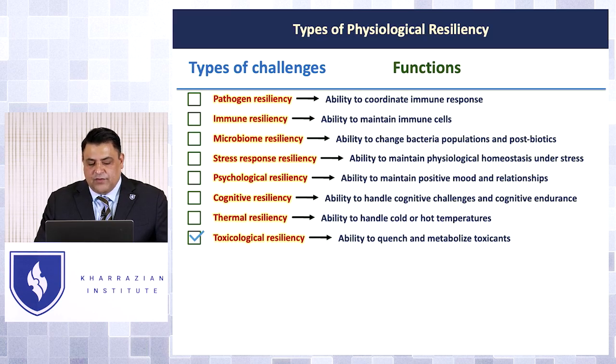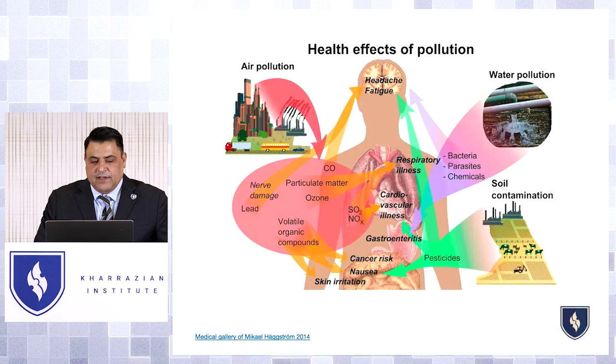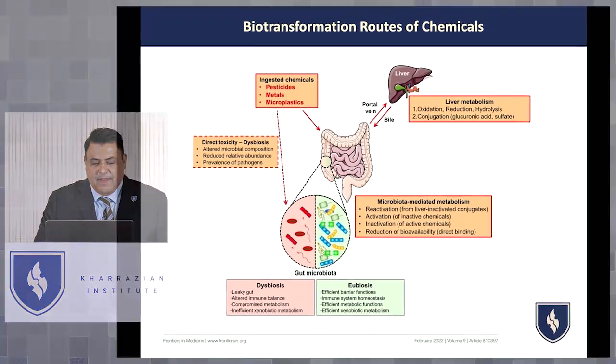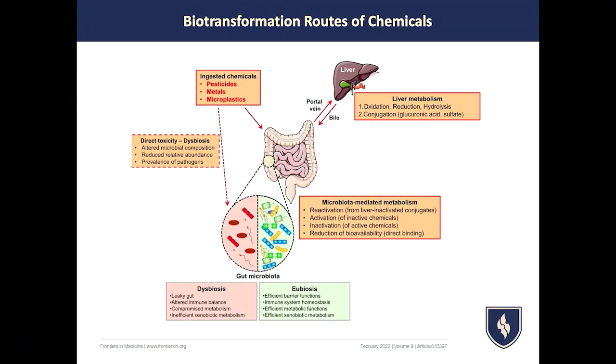And then you get into toxicological resiliency. This is the ability to quench, metabolize toxins. And, we're exposed to air pollution, water pollution, soil contamination, pesticides all the time. And then with the way we resolve these exposures, we have free radicals that quench them. And then we have our liver phase 1, phase 2 pathways that clears them out of our system. They convert them into a water-soluble end product so we can eliminate them through our urine and sweat and feces.